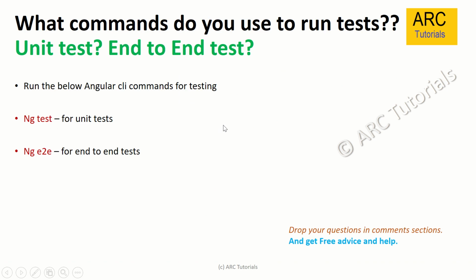What commands do we use to run the tests? This is another important question asked in most interviews: how do you do unit testing? How do you do end-to-end testing? The answer is, we write all our test scripts under the respective folder in the project directory. If it is a unit test, we write it under the source app. If it is E2E, we write it under the source E2E folder.